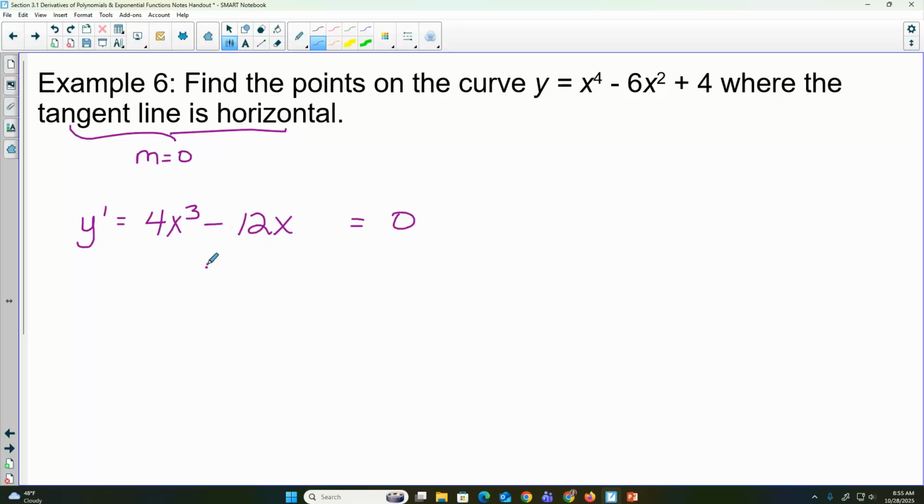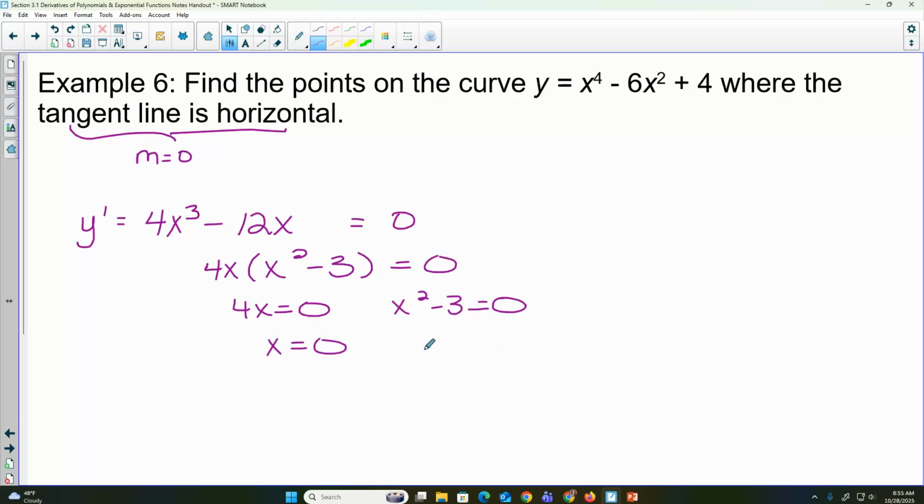Four x cubed minus 12x. I don't want when x is 0. I want when the whole thing is equal to 0. Would you factor? Yeah. Take out a 4x. If you set those equal to 0, you get x to be 0. Over here, add your 3 in, square root, so plus and minus the square root of 3.